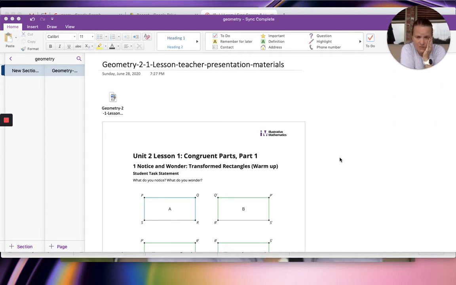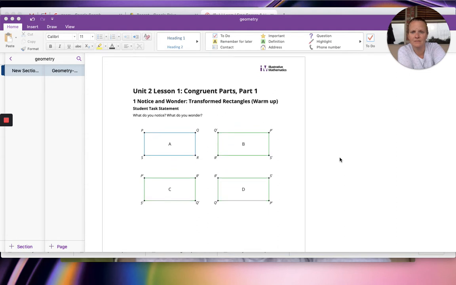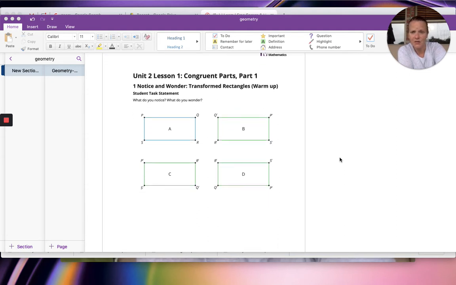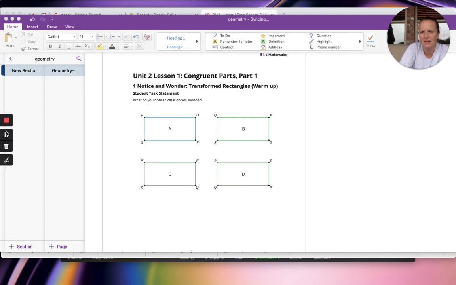So we are in Unit 2, Lesson 1, congruency. All of Unit 2 is congruency. So we're going to talk a bit about congruent parts, and this is part 1 of congruent parts. So let's look at notice and wonder. Transformed rectangles. So what do you notice? What do you wonder? Yeah, the smallness of this is going to bother me, but all right. So what do we notice? What do we wonder?